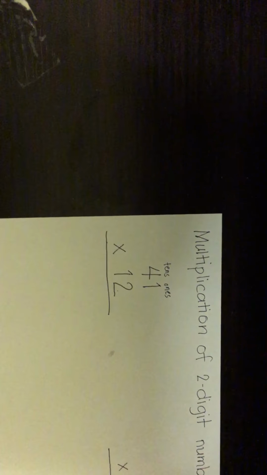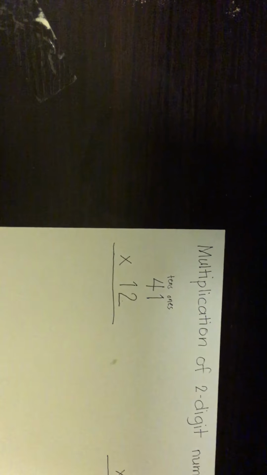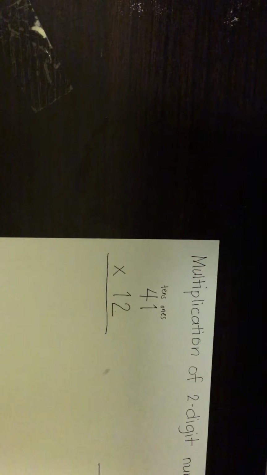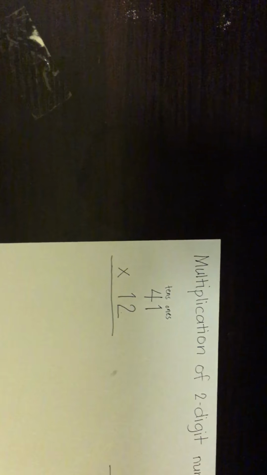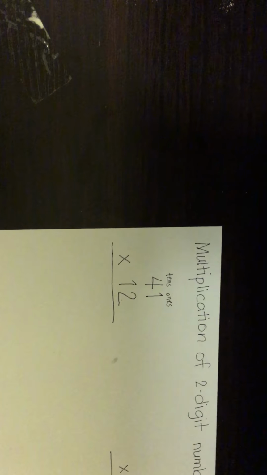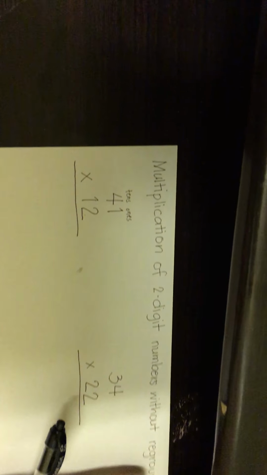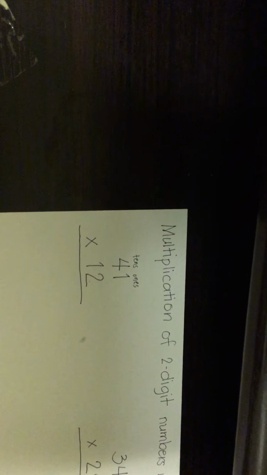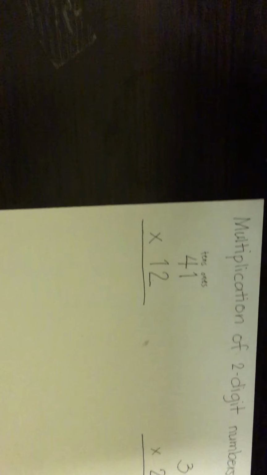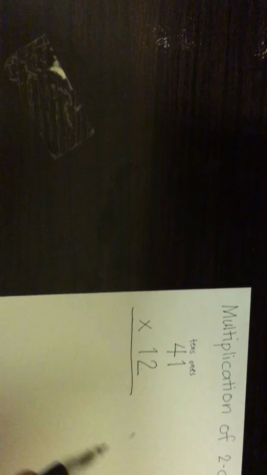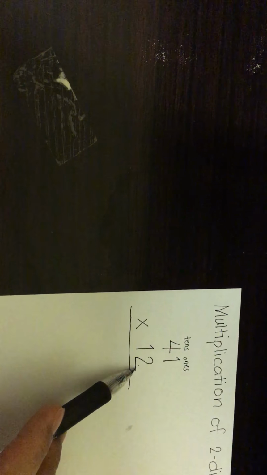We already know from our previous lesson how to multiply one-digit numbers. This time we're going to have two-digit numbers. At first, some of you will say this is very hard, but the truth is it's very easy. This multiplication is without regrouping, and later you will see why it is called that. Let's start. First, we multiply with the ones.